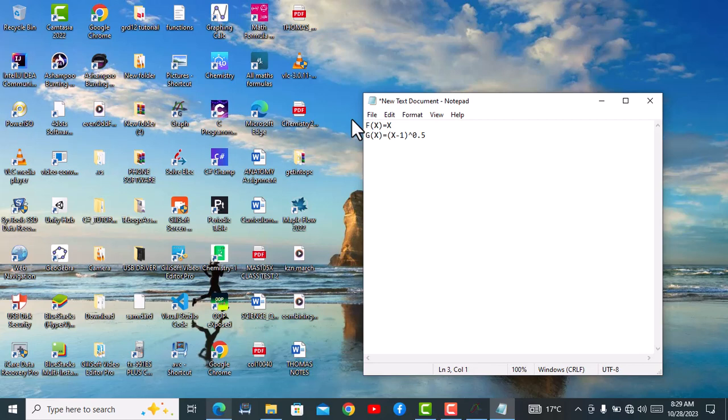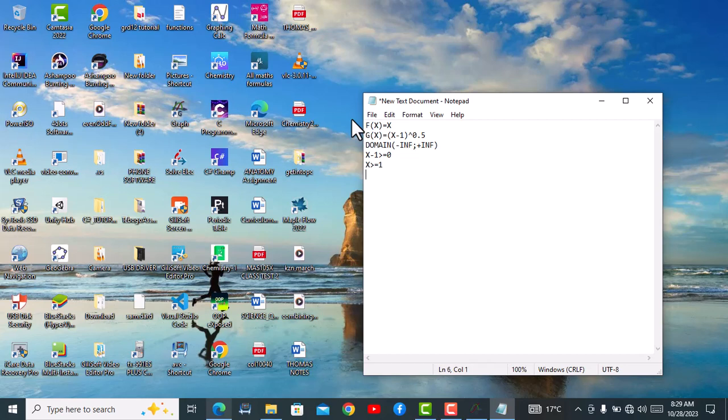Now I know for the first one, the domain is from negative infinity to positive infinity. And for the second one, I know that x minus 1 should be greater or equal to 0. Therefore, x should be greater or equal to 1. And now I need to find the intersection of the two.